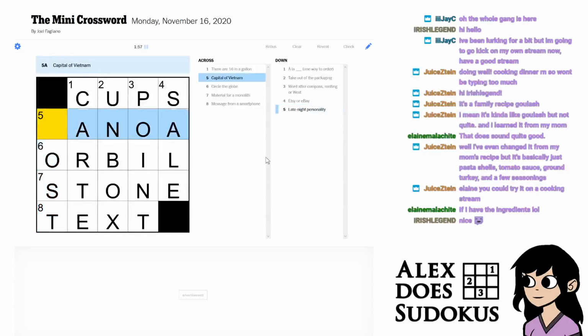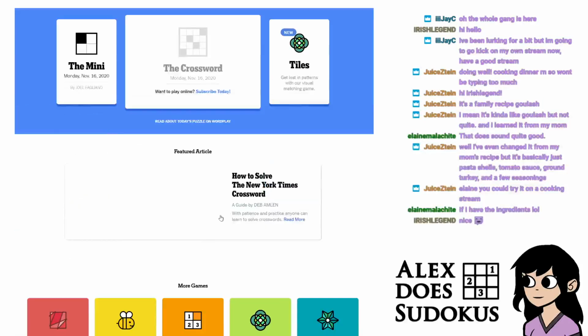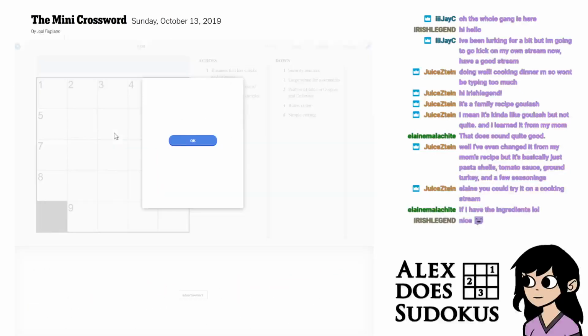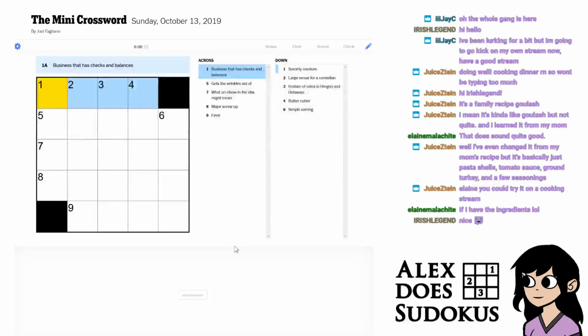So this may not be sale actually. So I think this is orbit. Oh, site. That makes more sense. So what? Oh, host. Late night host. That makes more sense. So that's today's mini crosswords. And let's look at the archive one as well.